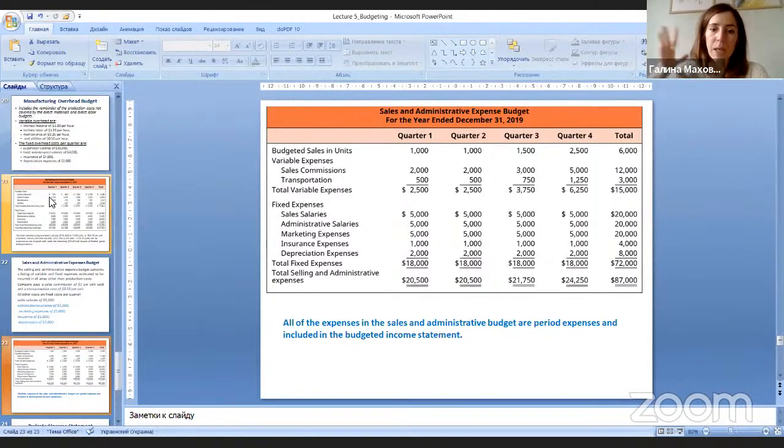Pay attention that sales and administrative expenses are period expenses. So we have two types of cost: production and period expenses. And sales and administrative are period expenses, and we should reflect these expenses in the income statement. So it's not about production, that's why we will show it in the income statement.